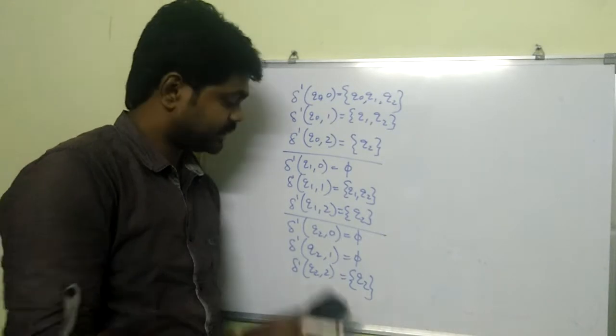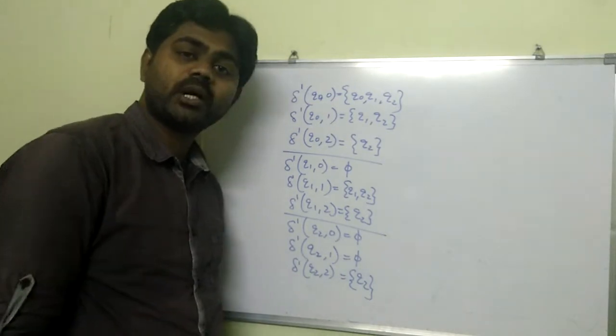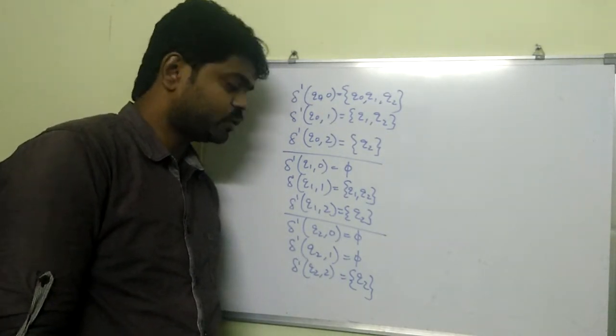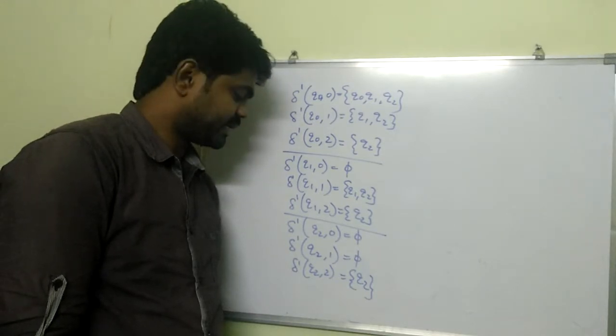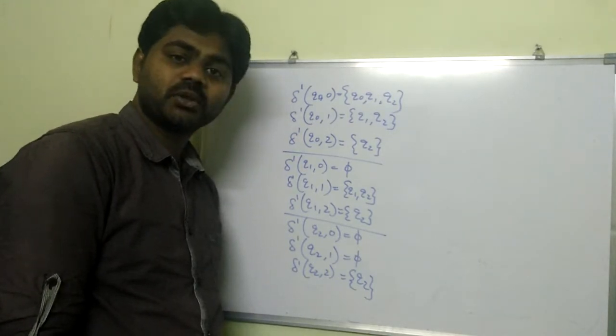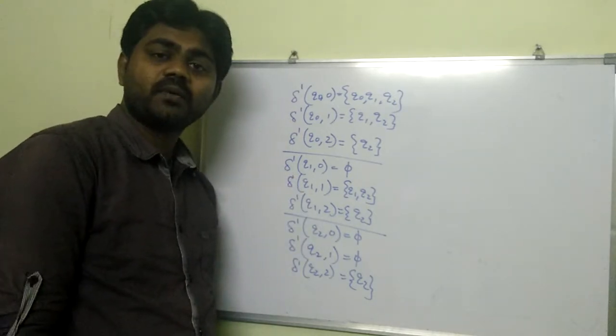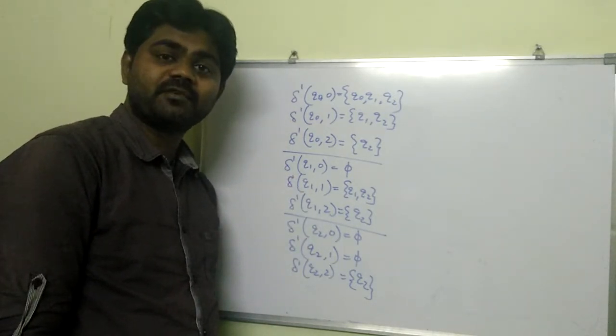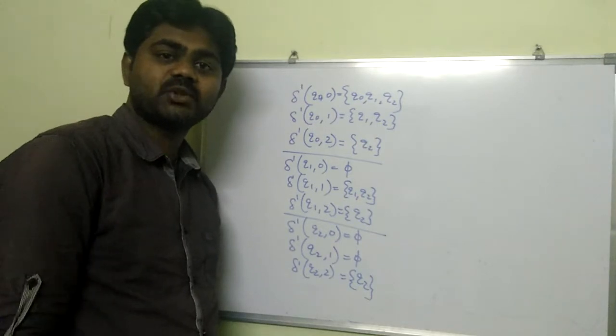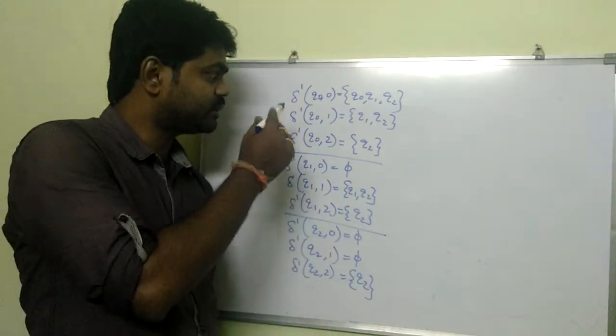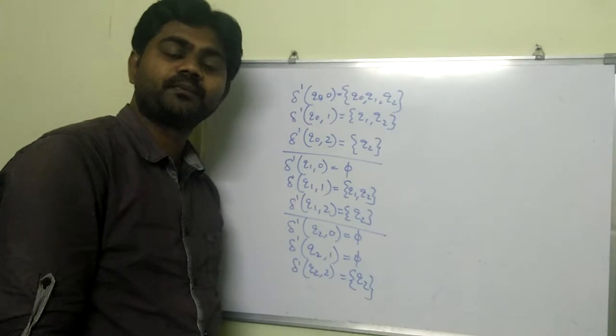In the same manner, delta dash of Q2 comma 0 we got null. Delta dash of Q2 comma 1 we got null. Delta dash of Q2 comma 2 we got Q2. Okay, so I got all the 9 transitions here. Now I will construct a transition table for this. Right, so how many states do I have here? I have only 3 states, Q0, Q1 and Q2.